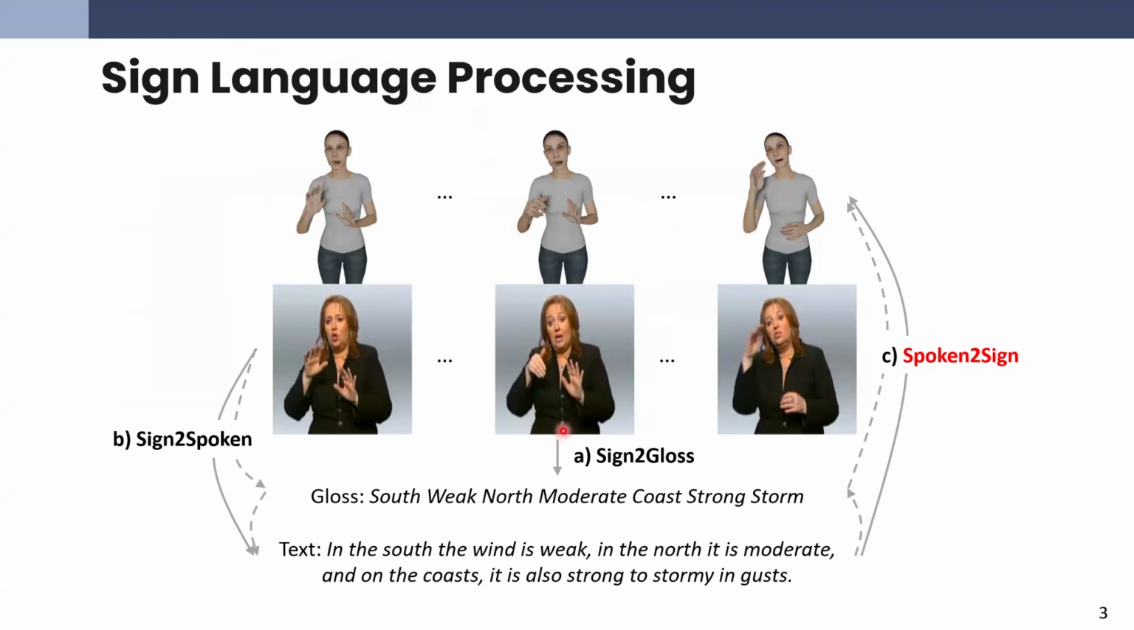There are three major topics in this field. First, sign-to-gloss models can transcribe sign language videos into glosses. And taking a step further, sign-to-spoken models will translate sign videos into spoken language texts. But in this work, we focus on the reverse process that translates text back into sign languages, namely spoken-to-sign translation.